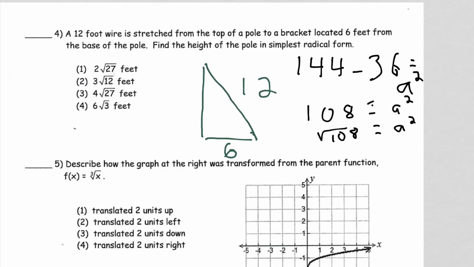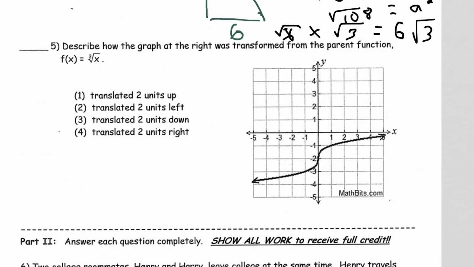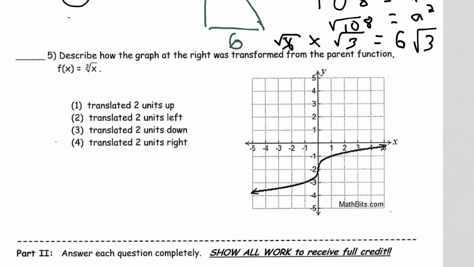So the square root of 108 is going to become the square root of 36 times the square root of 3, because 3 times 36 is 108, and that's going to equal 6, because 6 is the square root of 36, times the square root of 3. So 6 radical 3 is the answer to that question. And this is another one of those nice transformations, and if you look for this point, this is what you should be looking for to see how it was translated, and you can see that it was just shifted down 2 from the origin.